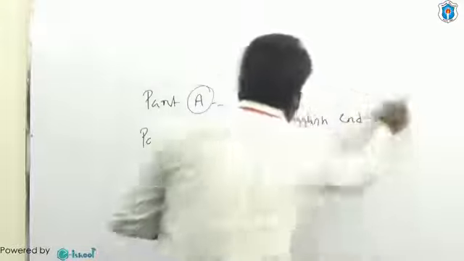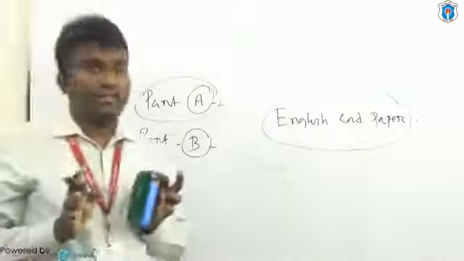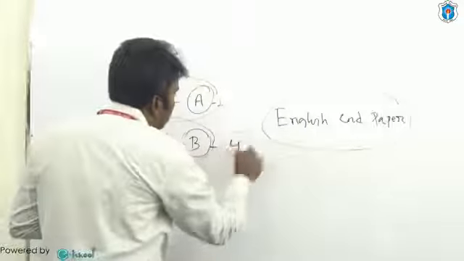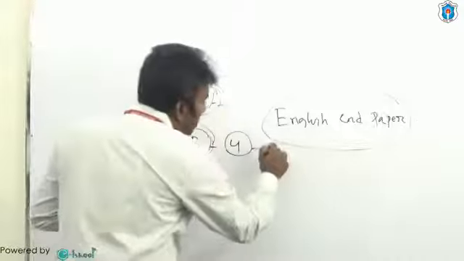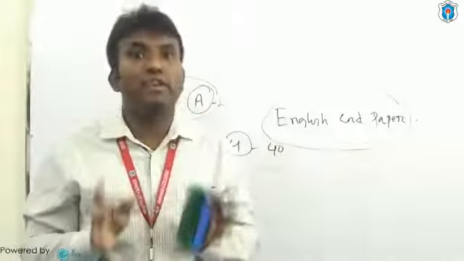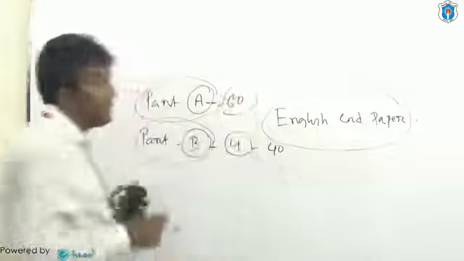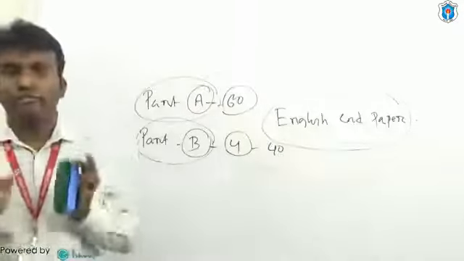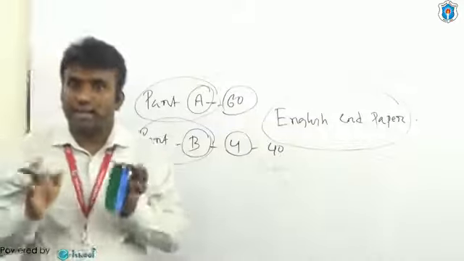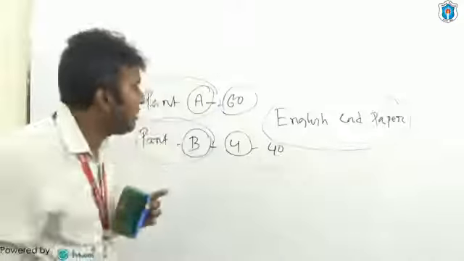Now look at this, students. Under part A we have 12 grammatical items, and under part B we have another 4 items that contain 40 marks. So in total 60 plus 40 is equal to 100 marks. The students, there are 60 marks in part A. Under this 60 marks we have 12 grammatical items. Today I will focus on a certain grammatical item, and to be exact I will focus on question number 6.